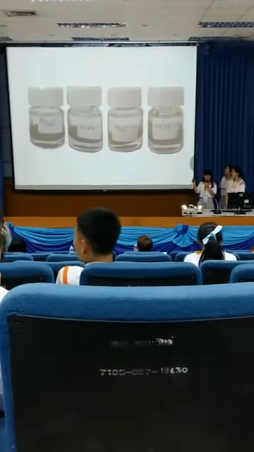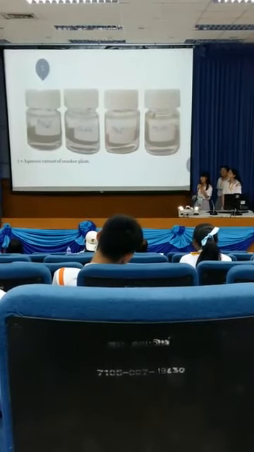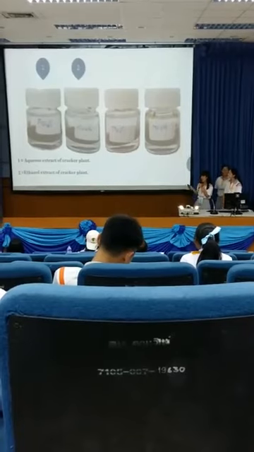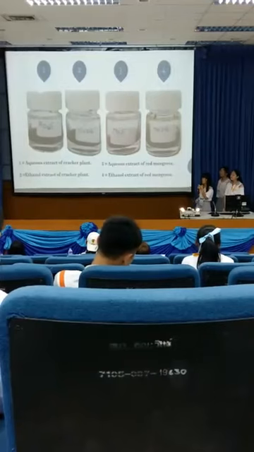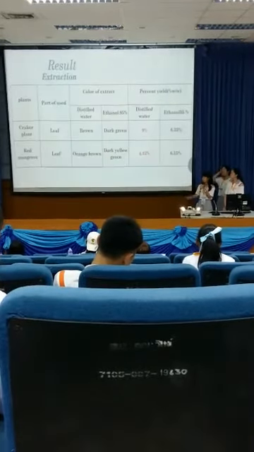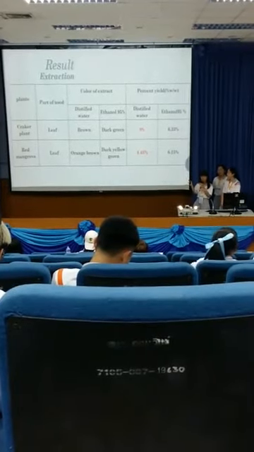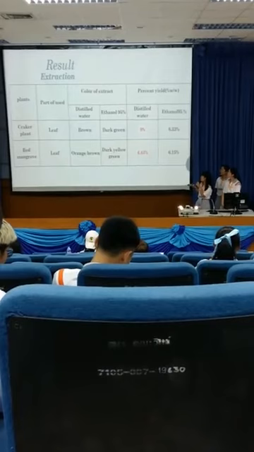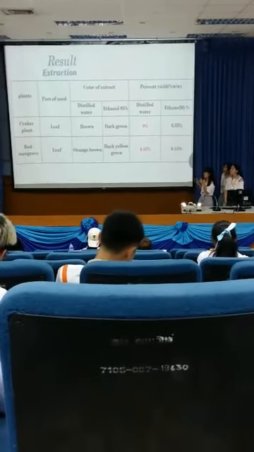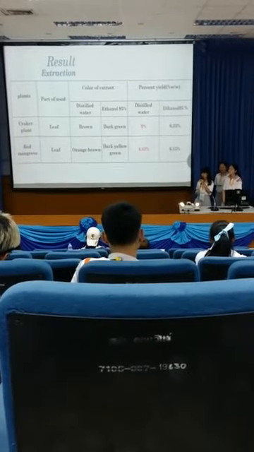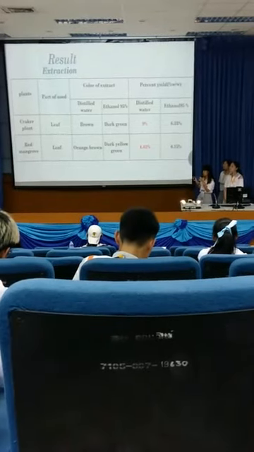This is my extract. First is the aqueous extract of cracker plant. Second is the ethanol extract of cracker plant. Third is the aqueous extract of red mangrove, and fourth is the ethanol extract of red mangrove. This is the result of the extraction. In the table, we use only leaf or both parts of the plant, and the extract which has the maximum percent yield is the aqueous extract of cracker plant, and the minimum percent yield is the aqueous extract of red mangrove.